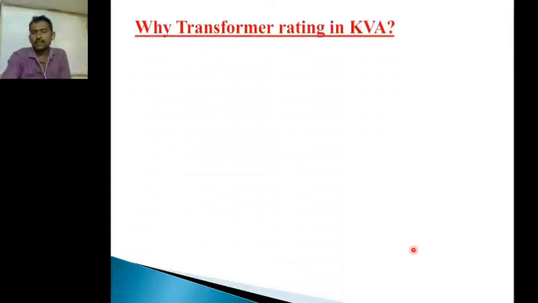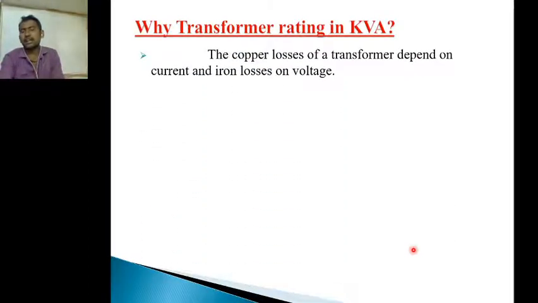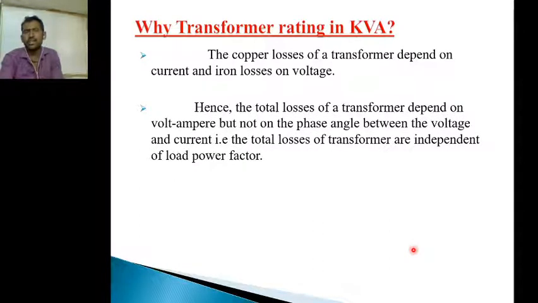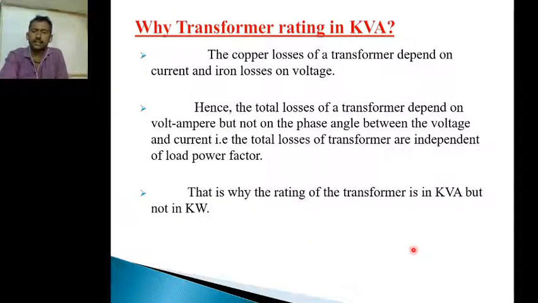Next, one more topic is there, that is the transformer kVA. Why is the transformer rating in kVA? Because in the transformer we have copper losses and iron losses. The copper losses depend on the current and the iron losses depend on the voltage. They do not depend on the phase angle between the voltage and current. That's why we normally represent the transformer ratings in kVA instead of kilowatts.